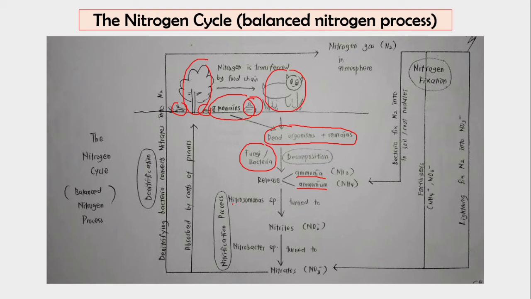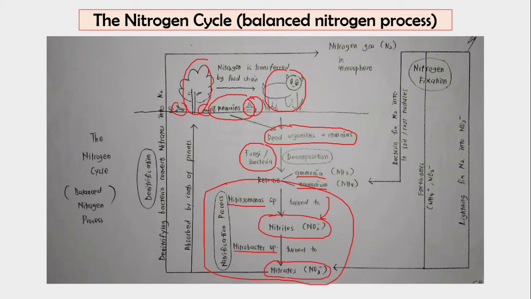Okay, Nitrosomonas species will change the ammonia and ammonium into nitrites. Okay, and these nitrites will be changed into nitrates by Nitrobacter species. And this process, we call the nitrification process.